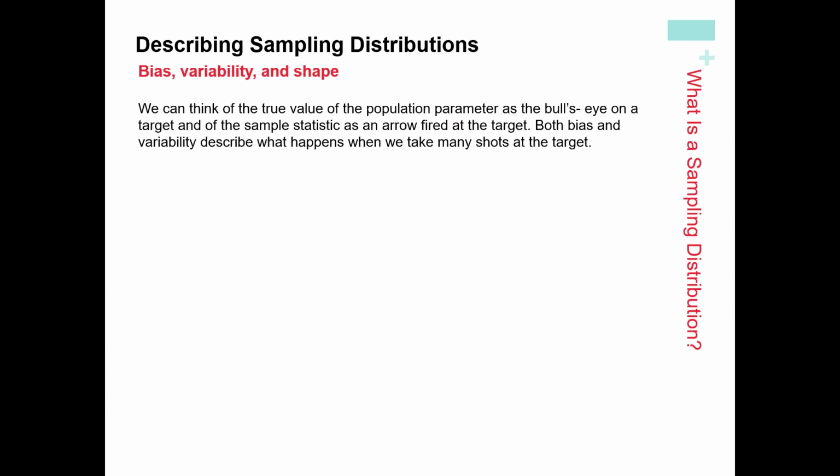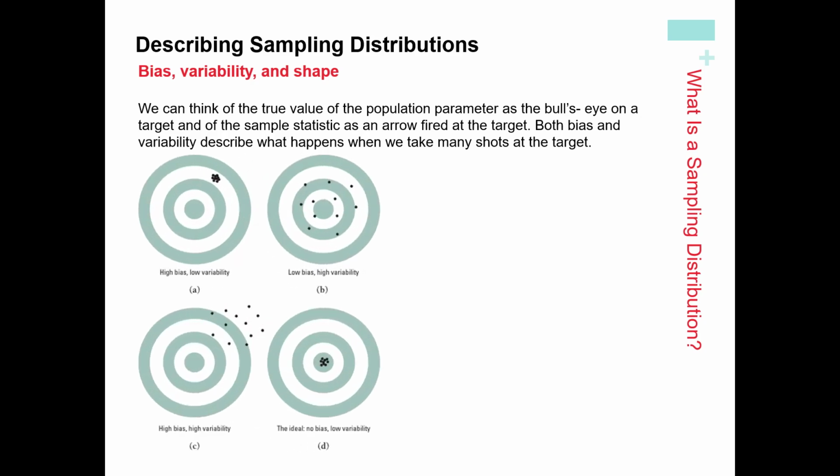Okay, so let's look at visually what bias and variability tend to look like. You may have heard these in terms of the words accuracy and, I can never remember the other one. I don't think it's sensitivity. Anyway, let's take a look.